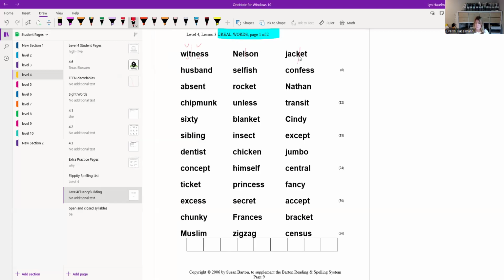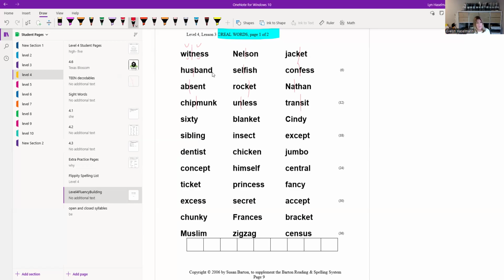Jacket, here's one that's going to divide, you know, got to make sure that you keep that CK with a short vowel there. Husband, selfish, nothing super fancy. These are all just really, Nathan, that one goes the other way. Chipmunk, unless, transit. If they can't get the vibrating S right there, it says transit. I would just remind them that sometimes the S also says that Z sound, transit.